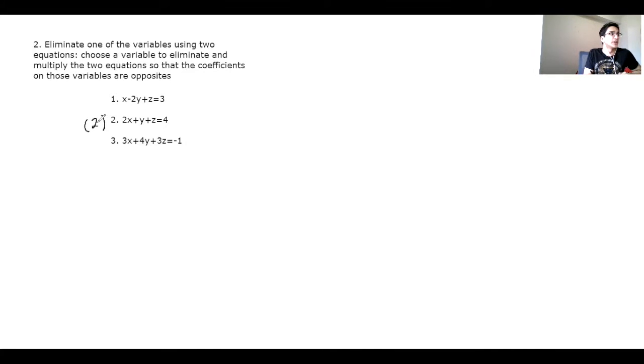And if I multiply the second equation by 2, I'm going to have positive 2y. So with that said, I'm just going to add the first and the second equation when I multiply the second equation by 2. So let's give that a shot. I have x minus 2y plus z equals 3 as the first equation. And I'm going to add double the second equation, which would make it 4x plus 2y plus 2z.